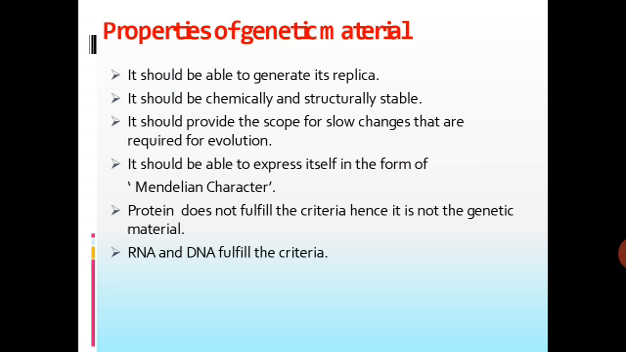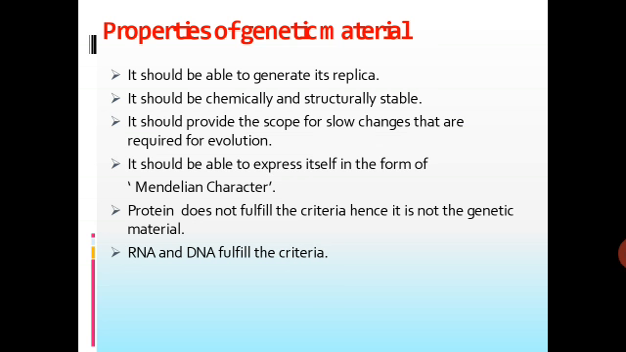Today, we will study about the properties of genetic material. Now, what must be the properties of the genetic material? Here, we will study DNA versus RNA. It should be able to generate its replica. So it should produce its own replica. That is the first property of the genetic material.